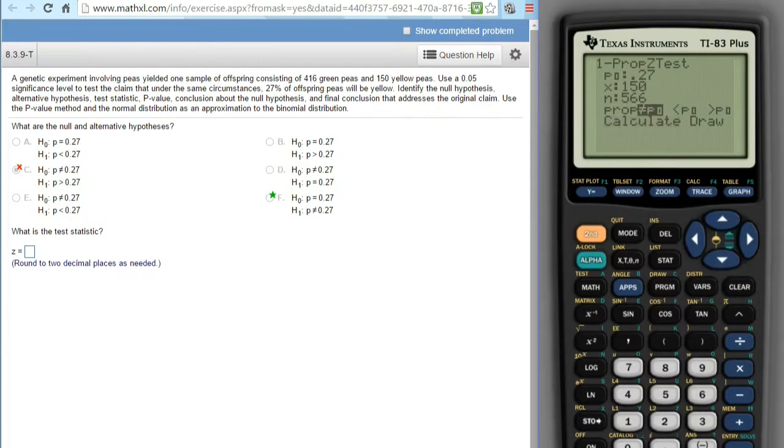All right, calculate. The very first thing we're going to see is the test statistic. It reminds you of the test you ran. There's our test statistic. So negative 0.26, to 2 places, negative 0.27.